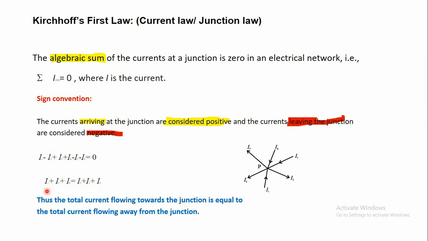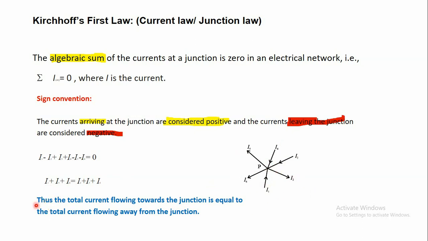So something important to note here is that I1, I3, I4 are all incoming currents, or currents arriving at the junction, isn't it? I2, I5, I6 are all outgoing currents, or currents leaving the junction.